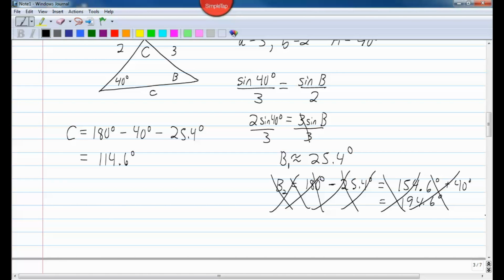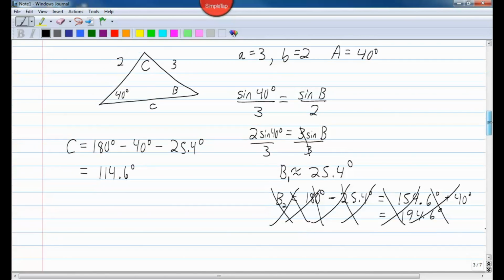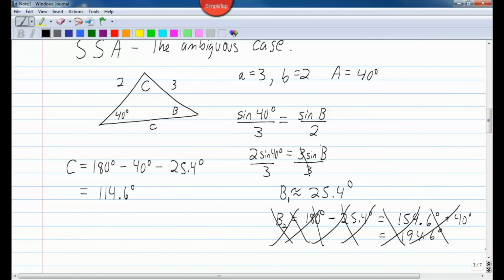Now, the only thing left to solve for in the triangle is side C. You know everything else. The way that I want to solve for side C, I want to start my equation off just like I did when I solved for angle B. Use that same proportion. When I started off and solved for angle B, I used 40 degrees over 3. So I want to say the sine of 40 degrees over 3 is equal to the sine of 114.6 degrees over side C, since I just figured out angle C.